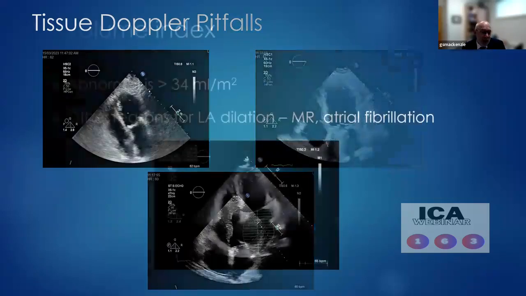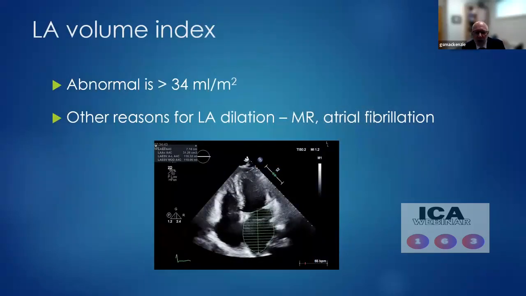The LA volume index is considered to be abnormal if it's greater than 34 mL per meter squared. But remember, there's other reasons for your left atrium to dilate. Chronic mitral regurgitation and atrial fibrillation are going to lead to left atrial dilation regardless of what your diastolic function is.